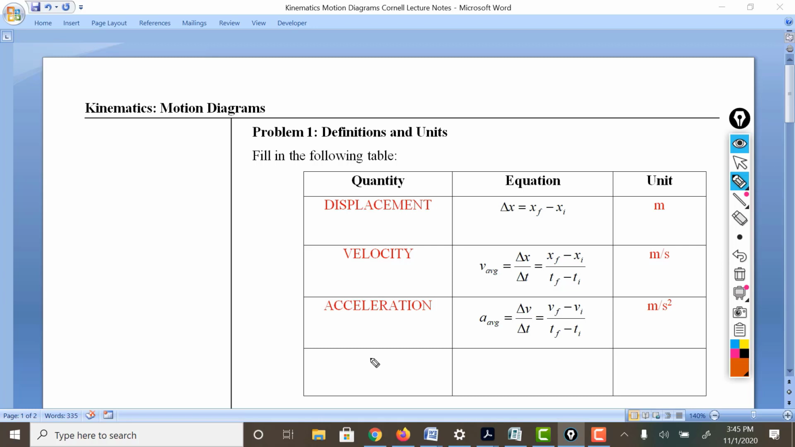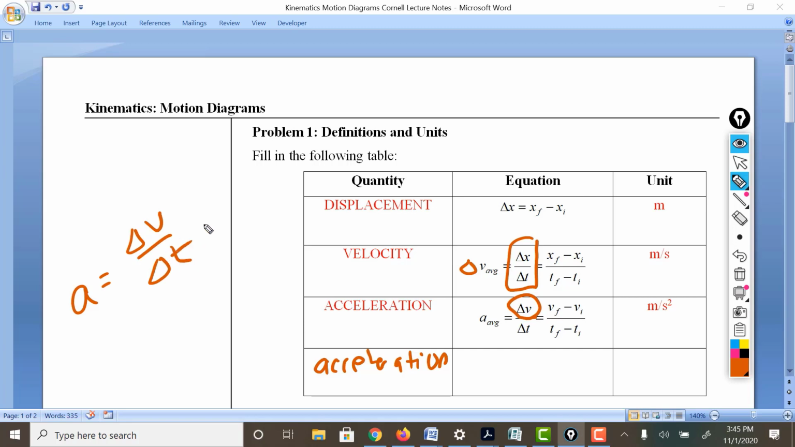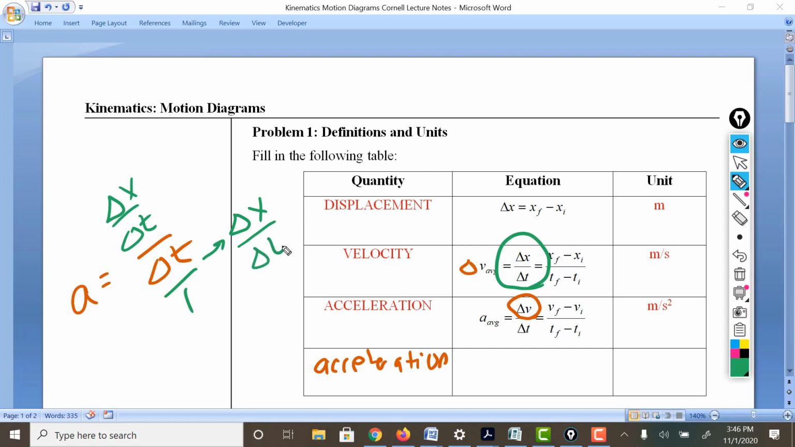There's an extra blank right here. We do have another formula for acceleration that may come in handy. Notice how it's delta v over delta t, but delta v by definition is delta x over delta t. So if I were to go ahead and replace that, acceleration is delta v over delta t, but instead of a delta v, I replace this with this fraction. If I do the keep flip change thing, I'm going to end up getting delta x over delta t squared.